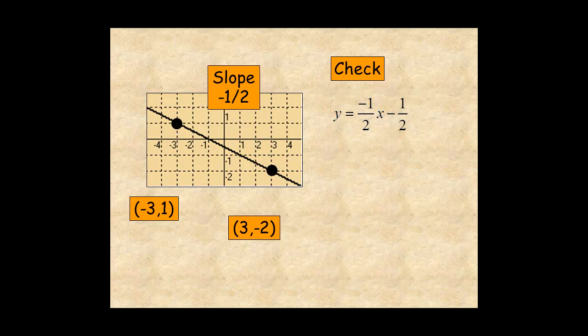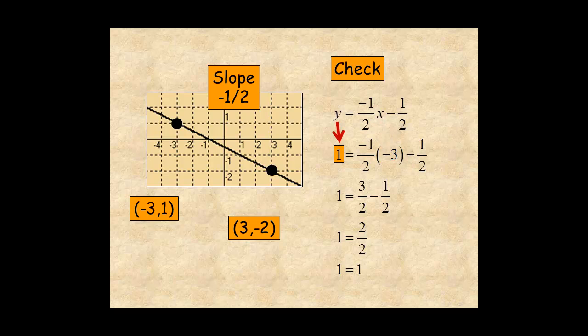Always check your answer. If the equation is correct, the coordinates of either of the points will be a solution to the equation. Since we found the equation using the point 3, -2, we'll use the other point to check. Substitute x equals -3 and y equals 1 into the equation. Then -1 over 2 times -3 is +3 over 2. Next, 3 over 2 minus 1 over 2 is 2 over 2. And finally, 2 over 2 is equal to 1. And the answer checks.